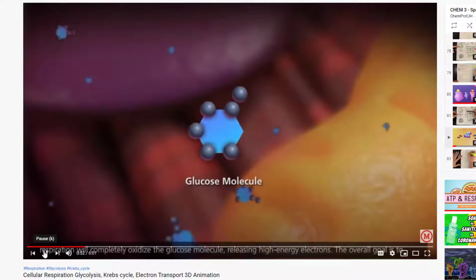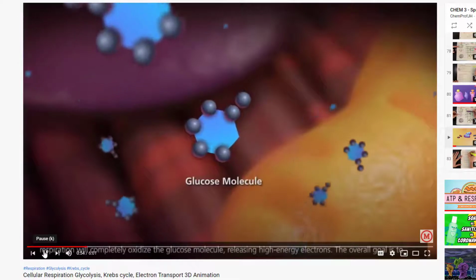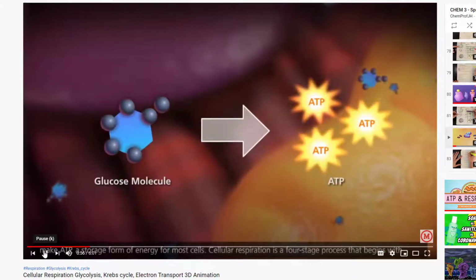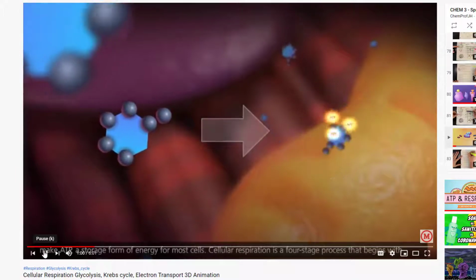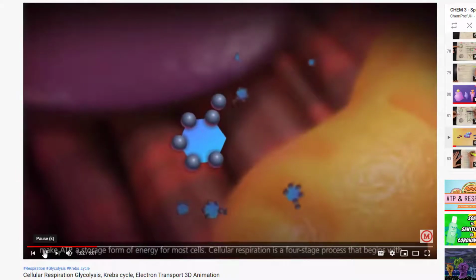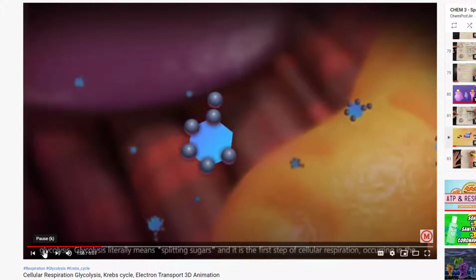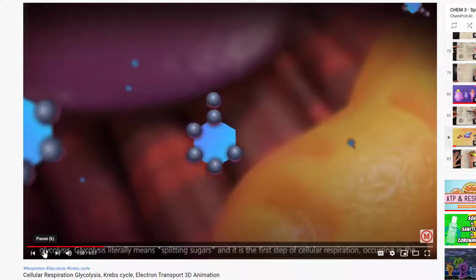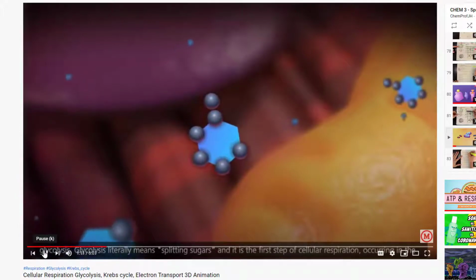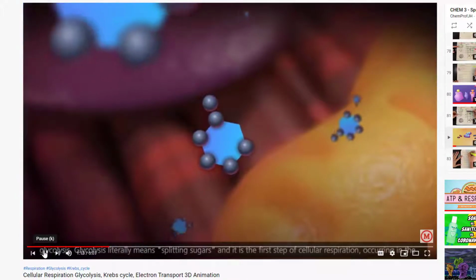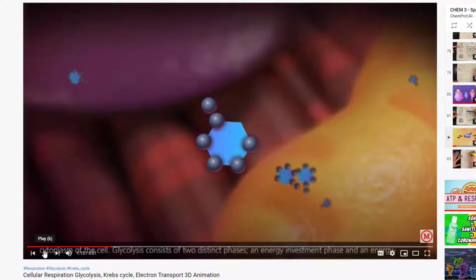Releasing high-energy electrons. The overall goal is to make ATP, a storage form of energy for most cells. Cellular respiration is a 4-stage process that begins with glycolysis. Glycolysis literally means splitting sugars, and it is the first step of cellular respiration, occurring in the cytoplasm of the cell. Catch that? Glycolysis happens in the cytoplasm of the cell.